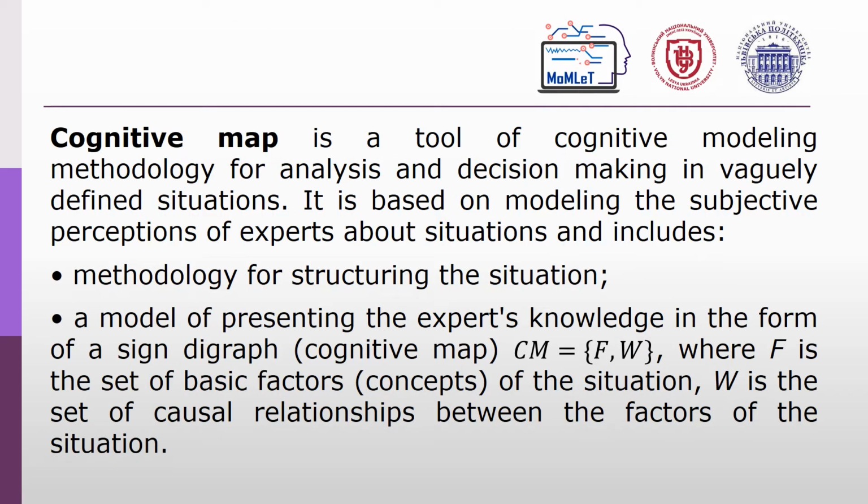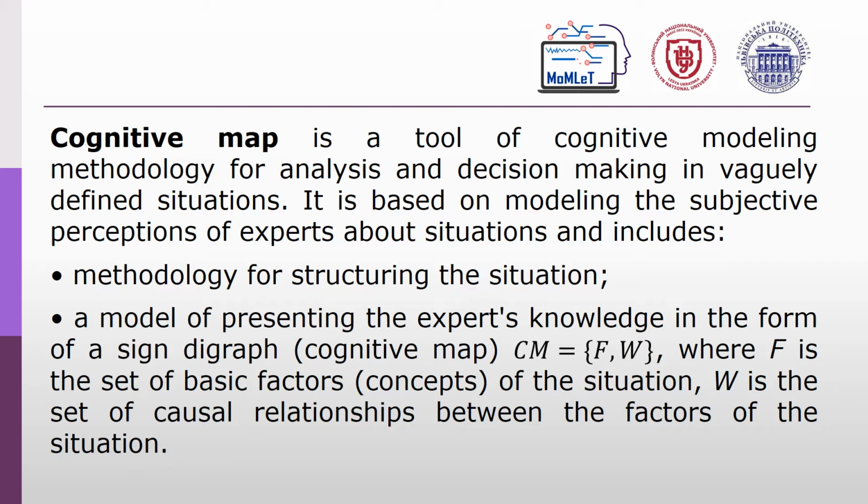So let's go. One way to describe weakly structured systems is to use cognitive modeling, in which the description of the relationship between system parameters is given in the form of cognitive maps. A cognitive map is a tool of cognitive modeling methodology for analysis and decision making in vaguely defined situations. It is based on modeling the subjective perceptions of experts about situations and includes a methodology for structuring the situation, and a model of presenting the expert's knowledge in the form of a signed graph cognitive map.